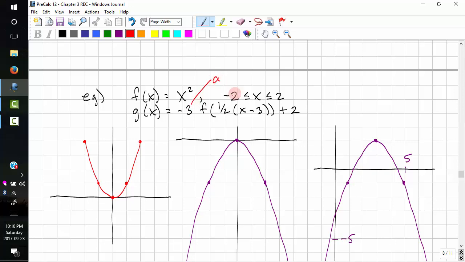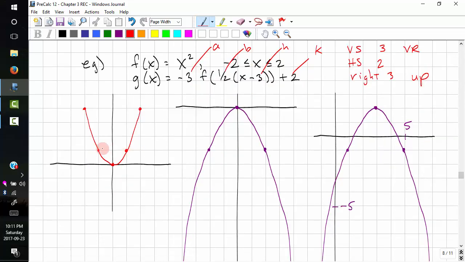So we have our A, our B, our H, and our K. So we have a vertical stretch of 3 and a vertical reflection. We have a horizontal stretch of 2, no horizontal reflection. We have right 3, and we have up 2. So we take these points. We can do both at once.